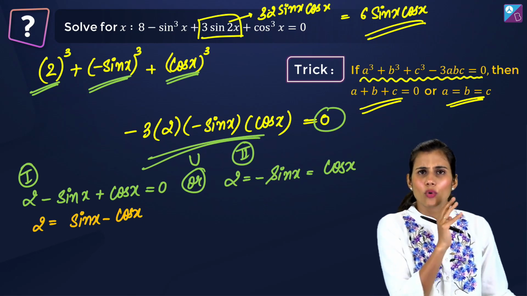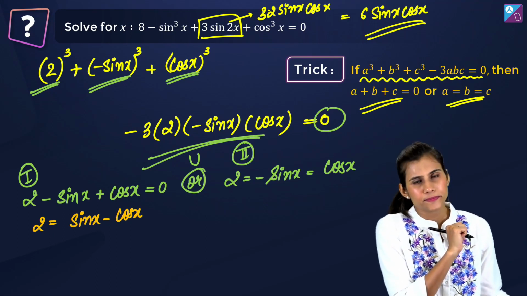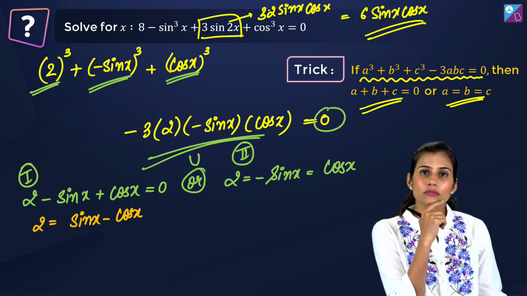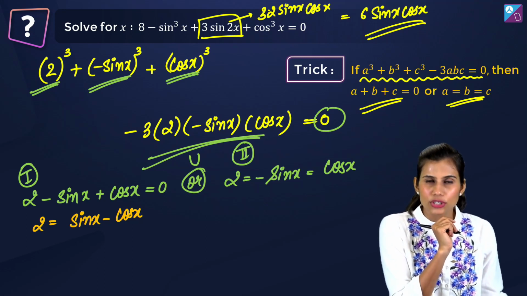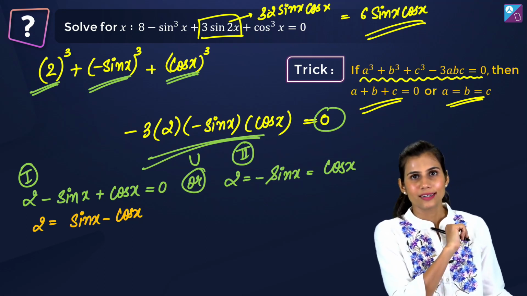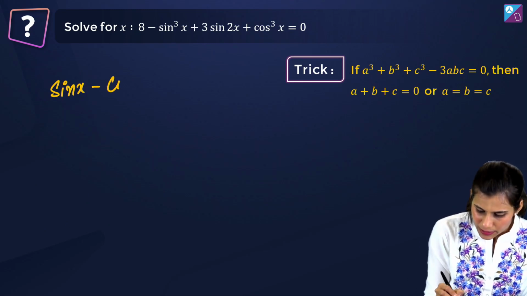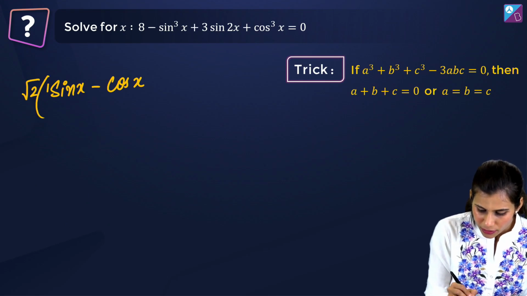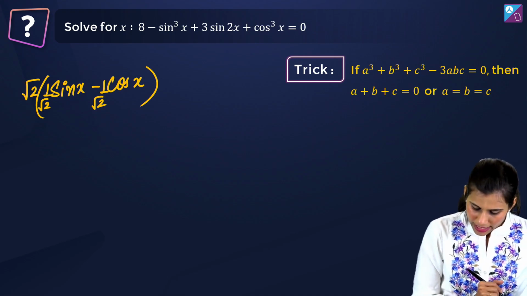Question is, what are the real values of x for which sine x minus cos x is 2? Are there any real values of x for which sine minus cos is 2? Tell me. It is something that you must know. See, if I write sine x minus cos x, I can multiply by root 2, divide by root 2. So I will get here root 2 and here root 2. Correct?